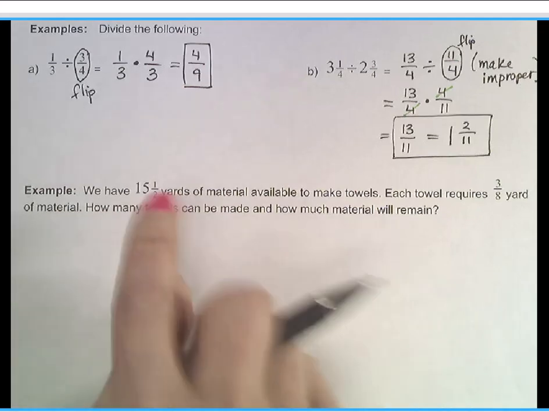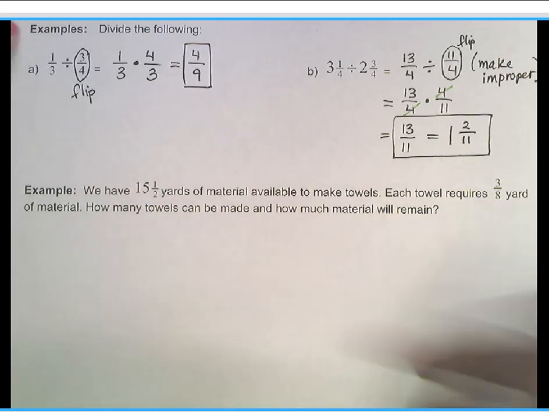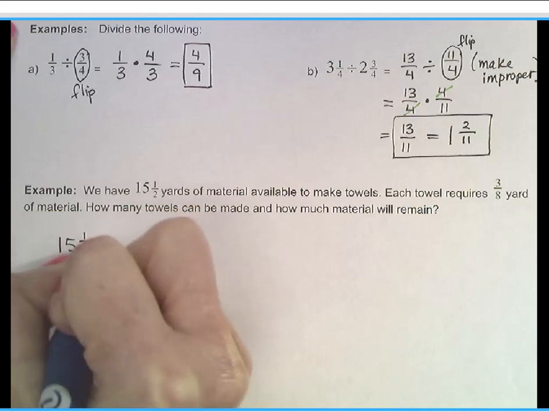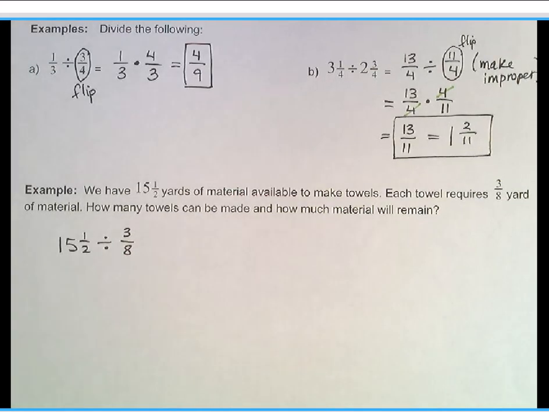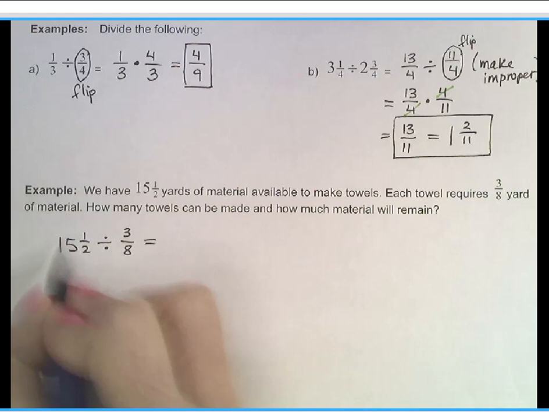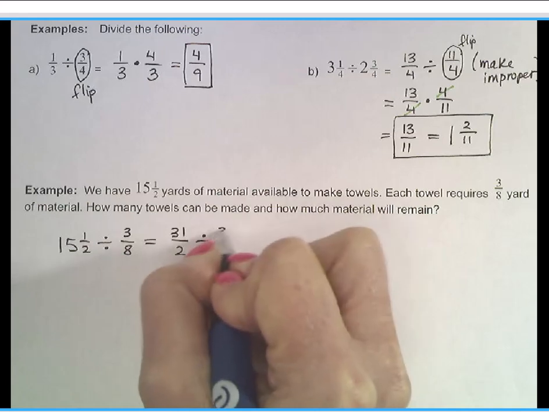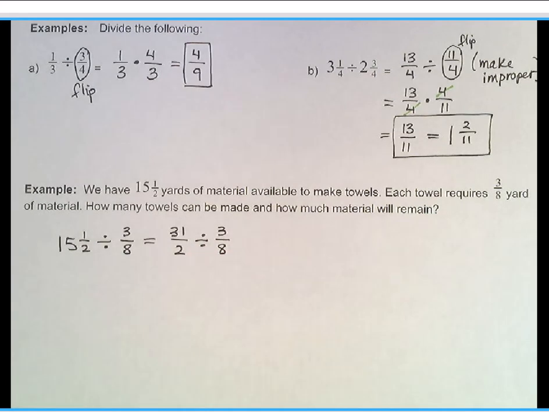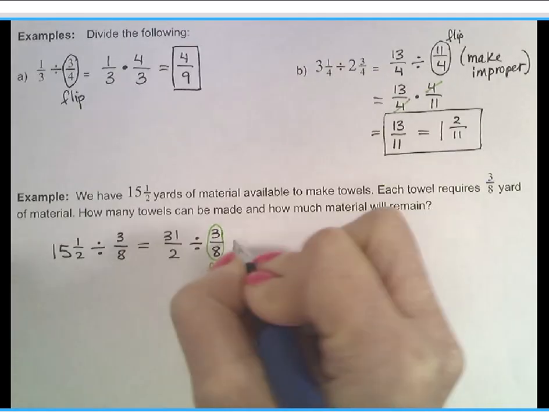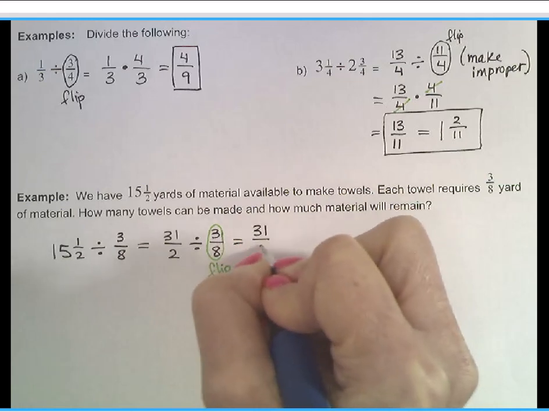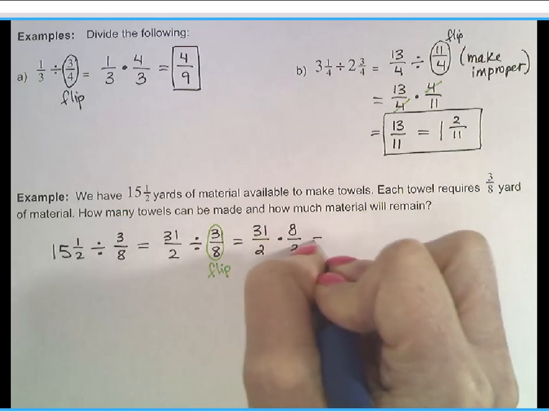So essentially we have 15.5 yards of material and we want to divide it into a whole bunch of towels. So we're going to take 15.5 and divide it by 3/8. That's where we're starting. It's going to be a division problem. So the first thing I'm going to do is I don't want to use a mixed number, so I'm going to call that 31/2. And we want to divide it by 3/8, right? So we always flip the second fraction around. This is the one that's going to get flipped. And we're going to change to multiplication. So 31/2 times 8/3 once we flip.